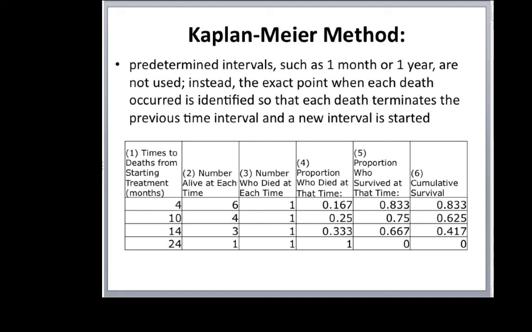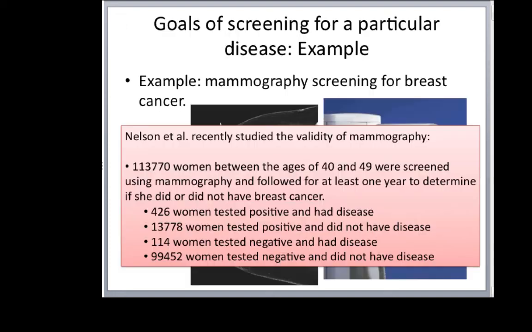Can you go over how you calculate the proportion who died at that time? Absolutely. One thing I wanted to do was make sure I got through the entire review before people had to go.